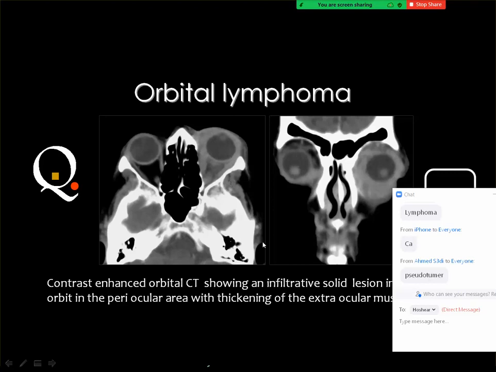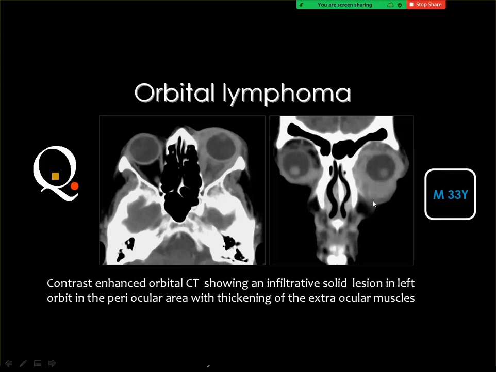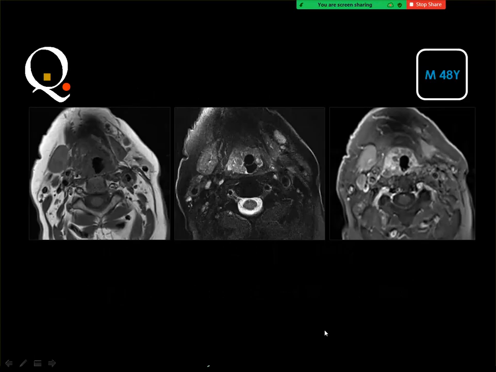But you remember also that lymphoma has the tendency to coat the globe, and it produces a soft tissue mass that can surround the globe. Actually, many cases of pseudotumors may simulate this, and you can differentiate between both using the clinical data of redness and inflammatory signs in cases of orbital pseudotumor.